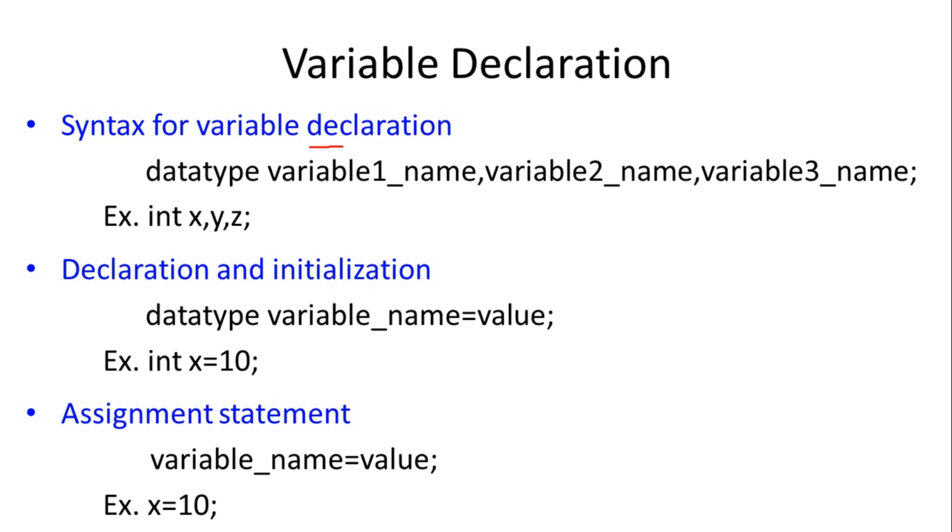The syntax is, first we have to use the data type. This is the keyword that is used for defining the type of data that is to be stored in that variable. Then after that data type, a space, and after this the list of variables that you are using, separated by commas, and when the list is completed, at the end you end that statement with a semicolon.